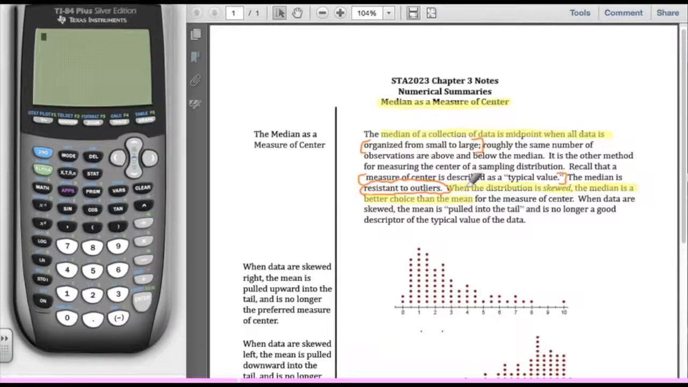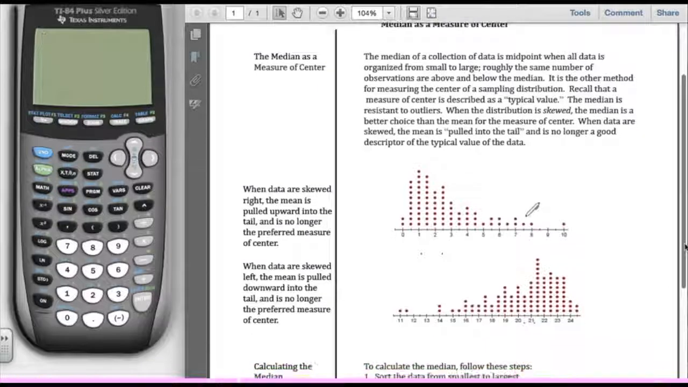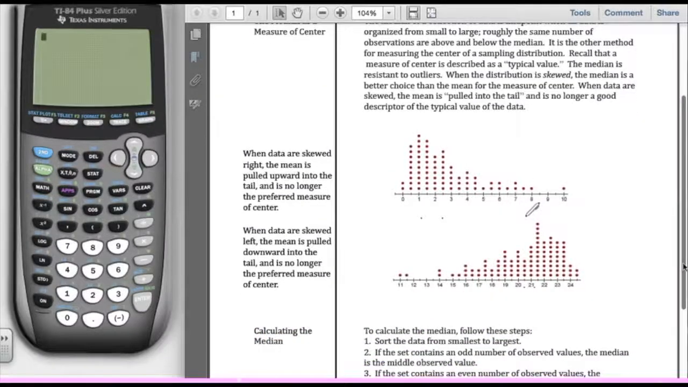When the data that we have are skewed, the mean gets pulled into the tail and is no longer a good descriptor of what's typical. It's not around that clustering where a majority of your points are. We can visualize that with these two dot plots. It says when the data are skewed right, the mean is pulled upward into the tail and is no longer the preferred measure of center.